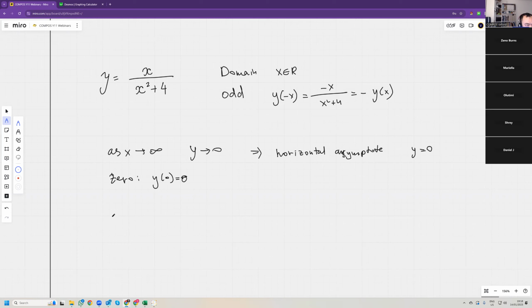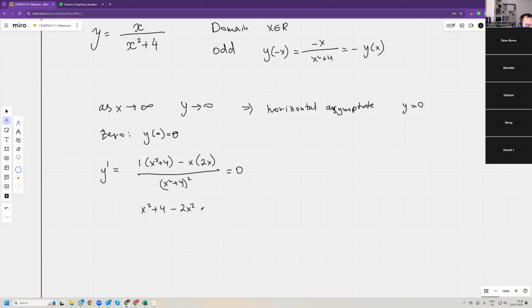Okay, and we want to find a maximum point, so we find the derivative, which is 1 multiplied by x squared plus 4, minus x multiplied by 2x, divided by x squared plus 4, all squared. So that's equal to 0. So x squared plus 4 minus 2x squared must equal 0. X squared minus 4 equals 0. X equals plus or minus 2. These are stationary points.